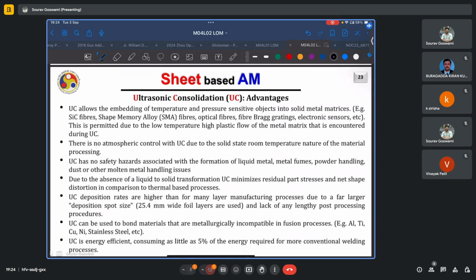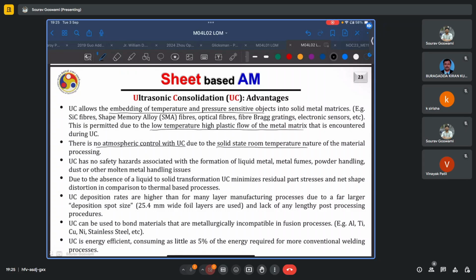Now, as we were discussing, ultrasonic consolidation offers several advantages compared to other processes. It allows the embedding of temperature and pressure sensitive objects into solid metal matrices, such as fibers, shape memory alloy fibers, optical fibers, electronic sensors, and so on. This is permitted because of the low temperature and high plastic flow of the metal matrix. No atmospheric control, such as purging with inert gases or maintaining a high vacuum, is needed because it is simply a solid state room temperature process.